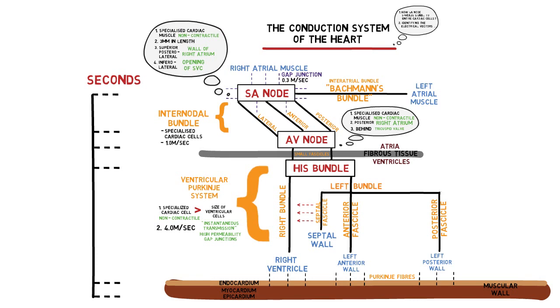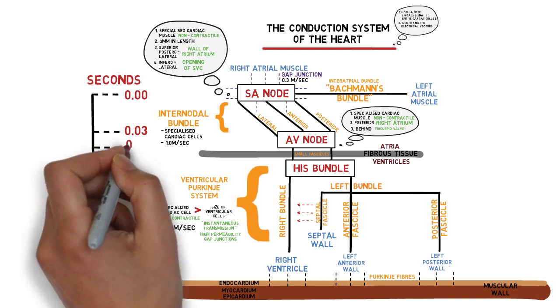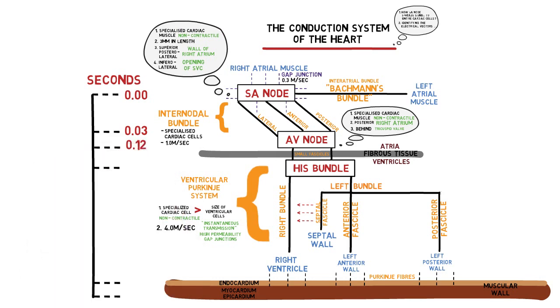Our starting point, the SA node, is going to be our 0. From here, it reaches the transitional fiber, that is the junction between internodal bundles and the AV node, after 0.03 second. The signal then travels in the AV node for another 0.09 second, so by the time it reaches the AV node, it is 0.12 second. Then another 0.04 second to the His bundle, making it 0.16 second from SA node firing. The signal reaches the endocardial surface at 0.19 second and epicardial by 0.21 seconds.